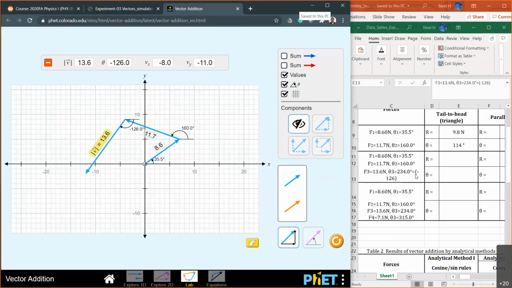Magnitude 13.6, direction 126 degree angle. That is the same as a 234 positive angle. Now that is your vector diagram. Question. Okay, to get the result, again the same thing. You just need to click on the sum. Then a new vector will appear. Now we know the resultant should be the line connecting the origin and the very end point of our vector diagram.